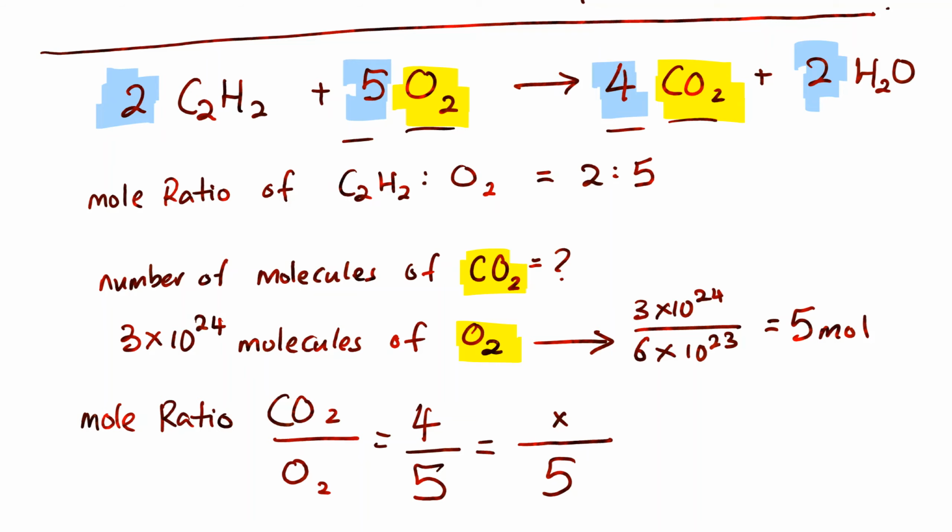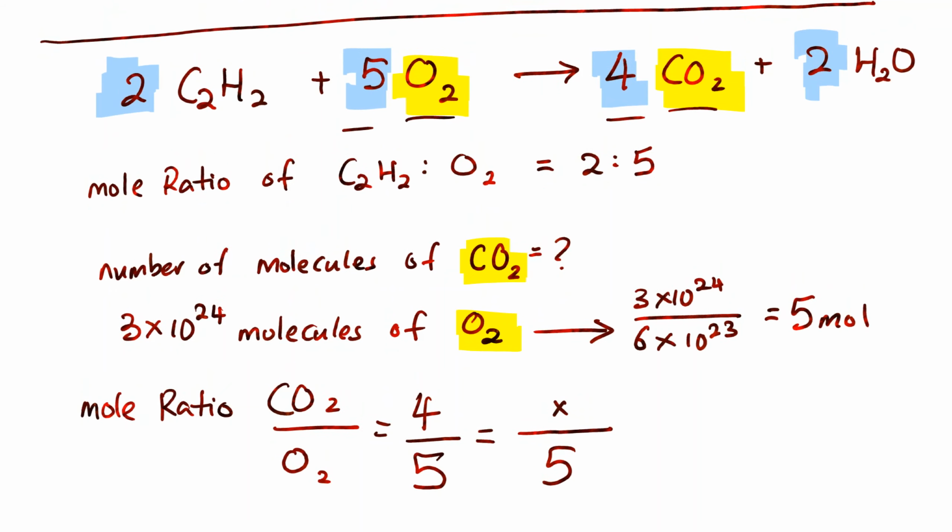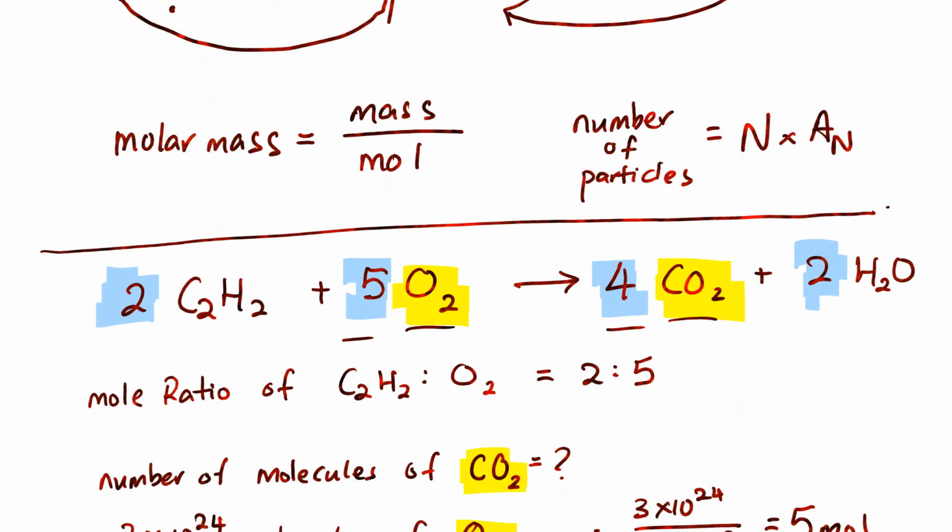So what's going to happen? You solve for the x. You cross multiply, and 5x equals 20, so x is 4. It's already 5 at the bottom, so the numerator must be 4. So x is 4 mole of CO2. What is the question asking? Number of molecules. You know that you have 4 moles of carbon dioxide. How do you find number of molecules given number of moles? Just multiply.